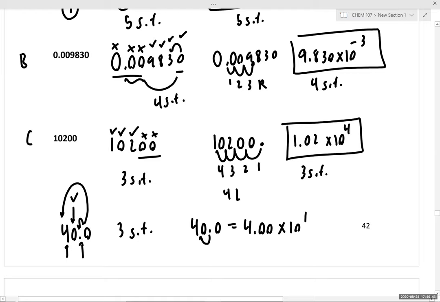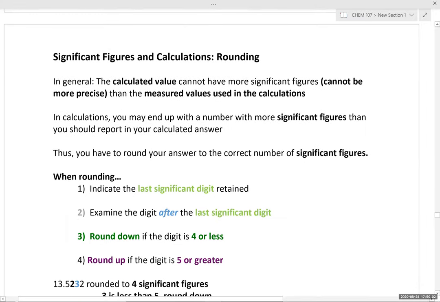Did that address the question in the chat? Perfect. Are there any other questions that I can address? If not, let's continue on and let's talk about rounding.